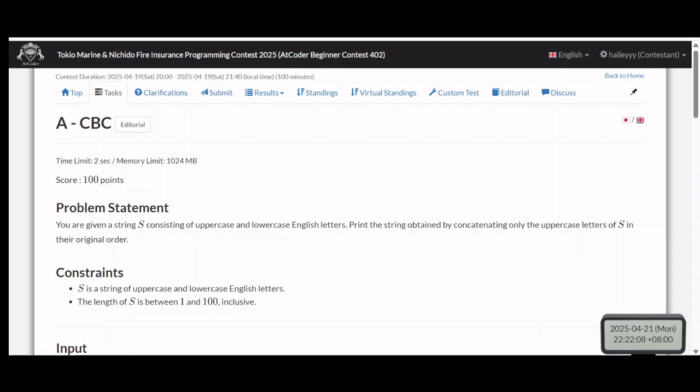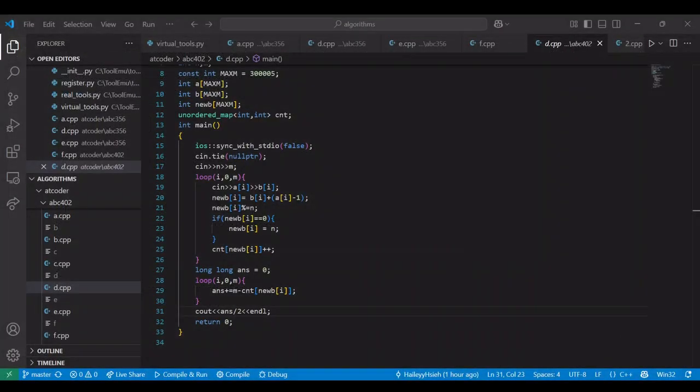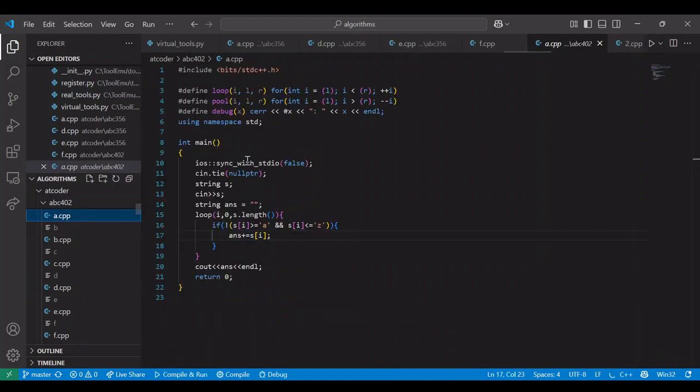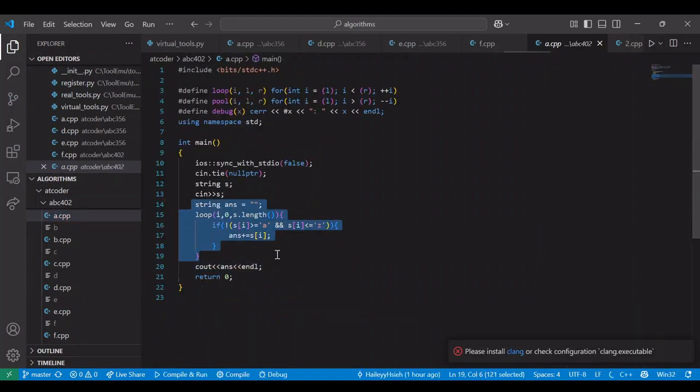And we can look at the code. For this part, I looped through my string, and then I checked whether each character is uppercase or lowercase. So this part, I'm checking if it's not a lowercase. Then I will add it to the answer string, and I'll put it at the end.